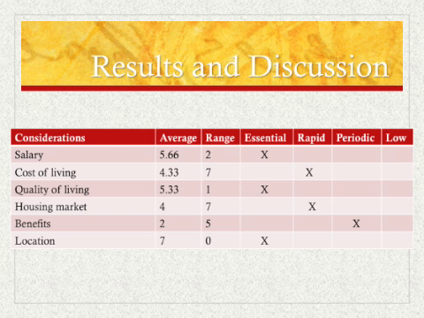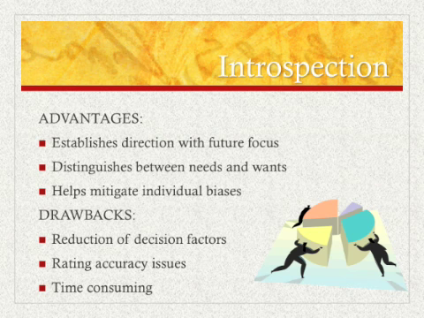Cost of living falls into the rapid section. Quality of living, again, is essential because of the high average and low range. Housing market fits under rapid. The benefits section, because it's low average and high range, is periodic. And location, once again, falls under the essential category.